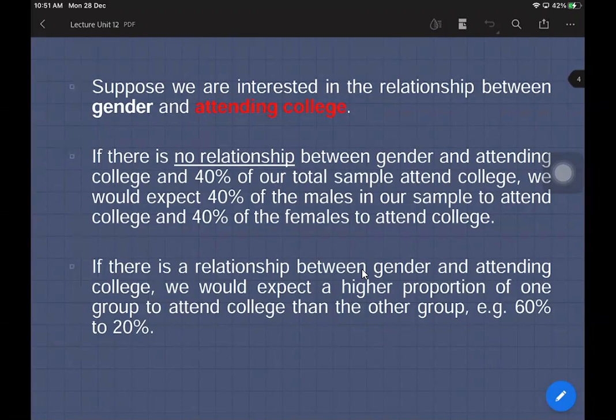But if there is a relationship between gender and attending college, we would expect a higher proportion in one group to attend college than the other group. For example, 60% male and 20% female. This is just an example. The proportion is different, so maybe gender influences or affects the result of who attends college.